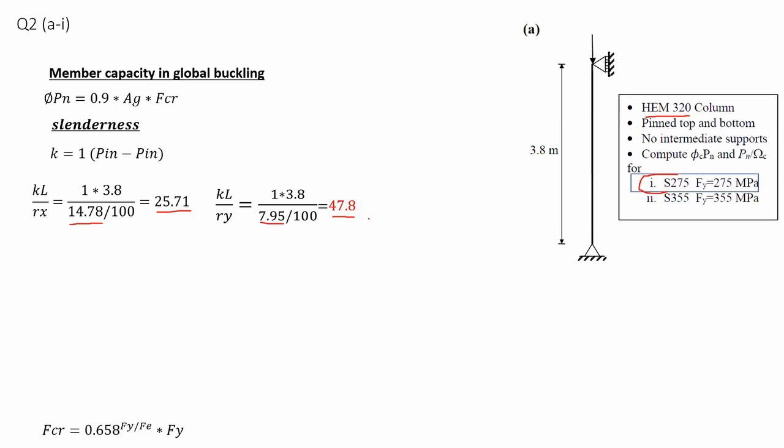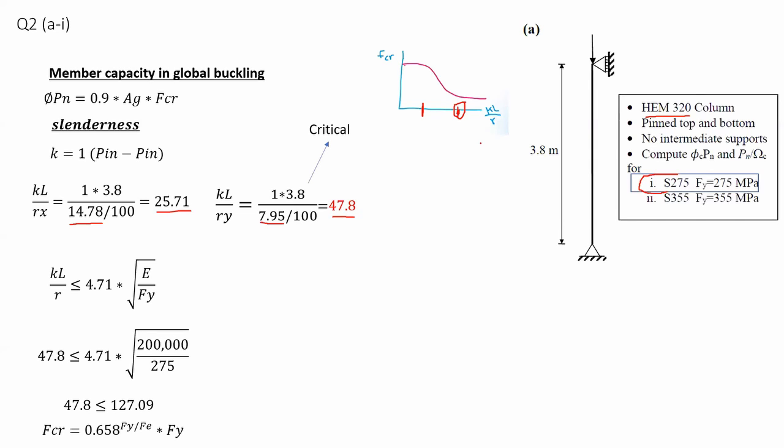Which one am I supposed to proceed with? Well, you have to pick the biggest value. Why the biggest value? It's critical because, if you have seen this figure before, on the y-axis we have Fcr and on the x-axis we have KL over r. As KL over r increases, the capacity of the member decreases. That's why 47 is located here and 25 is located here. So obviously, this one is more critical.